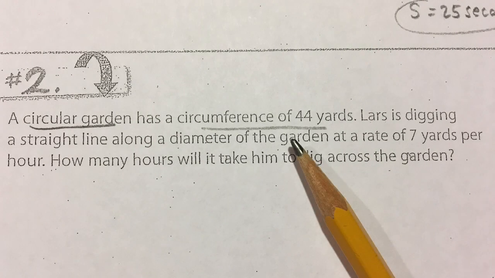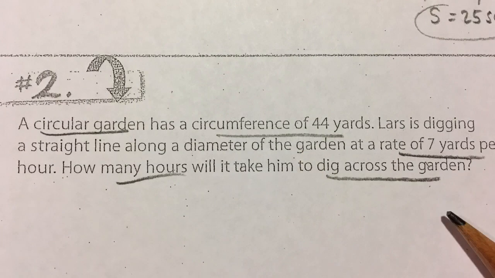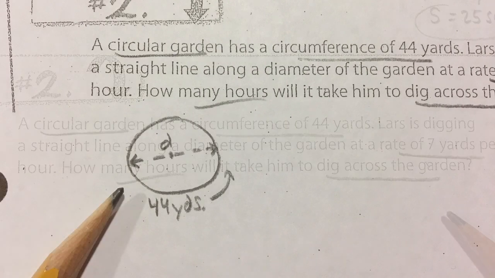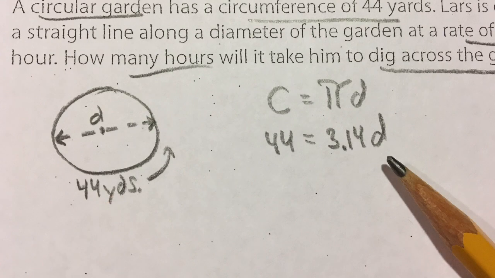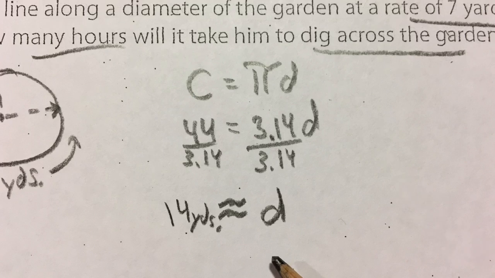In example 2, we have a circular garden with a circumference of 44 yards. So we make a sketch, and we are looking to dig across the diameter, and we want to find out how long it's going to take to do that. So let's set up our formula, substitute in 44 for circumference and 3.14 for pi, divide on both sides, and find out that the diameter is 14 yards.